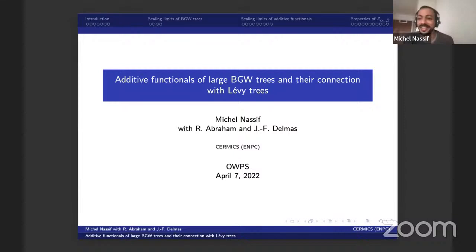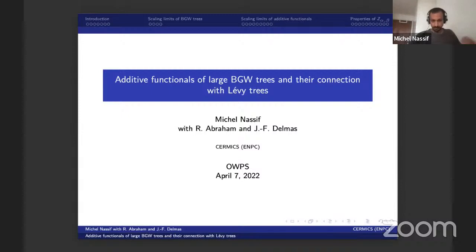First of all, I'd like to thank the organizers for inviting me. So today I'm going to present a joint work with Jean-François and Romain Abraham about functionals on large Bienaymé-Galton-Watson trees and their connection with Lévy trees. As opposed maybe to Jean-François's talk, we'll be dealing rather with the global structure of the discrete trees rather than local limits. So we'll be looking at scaling limits rather.